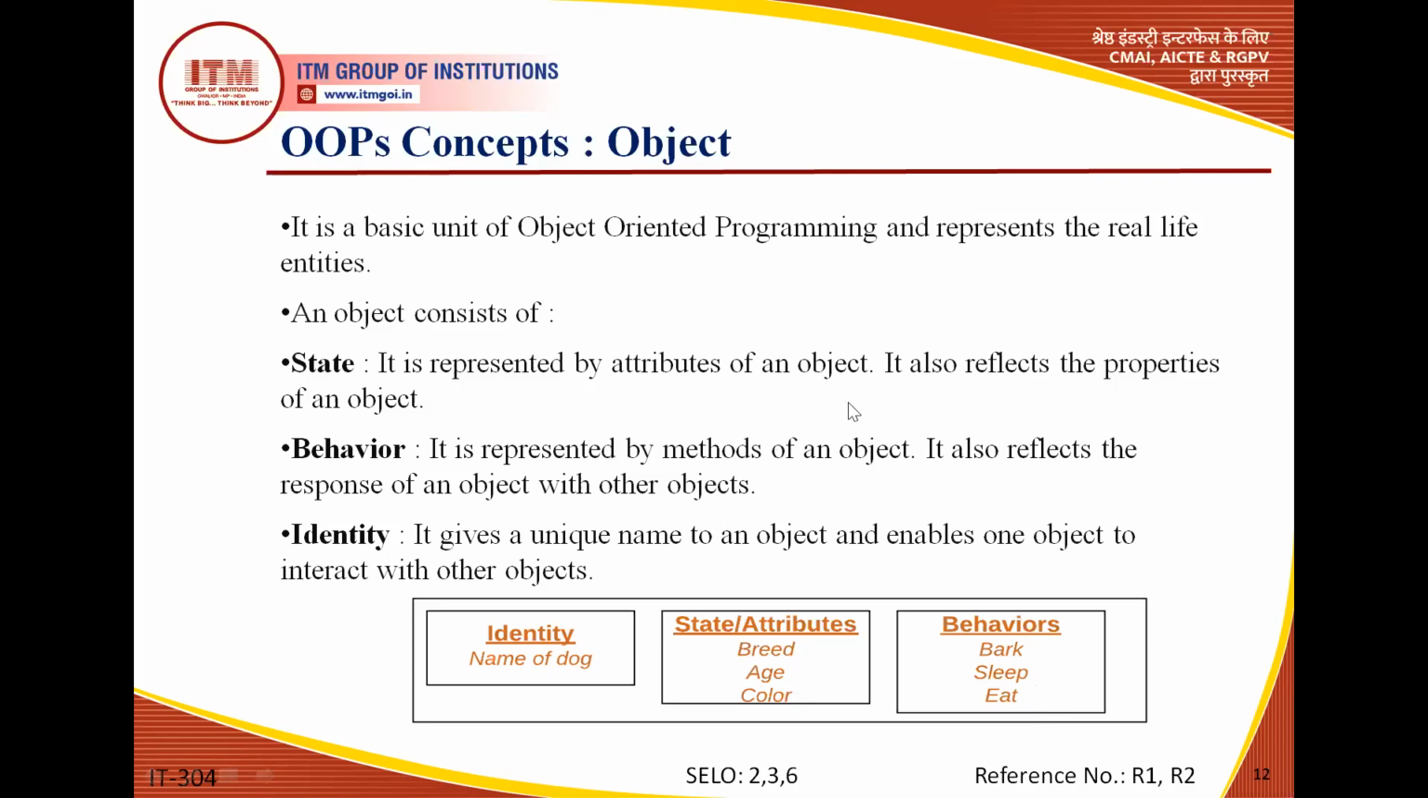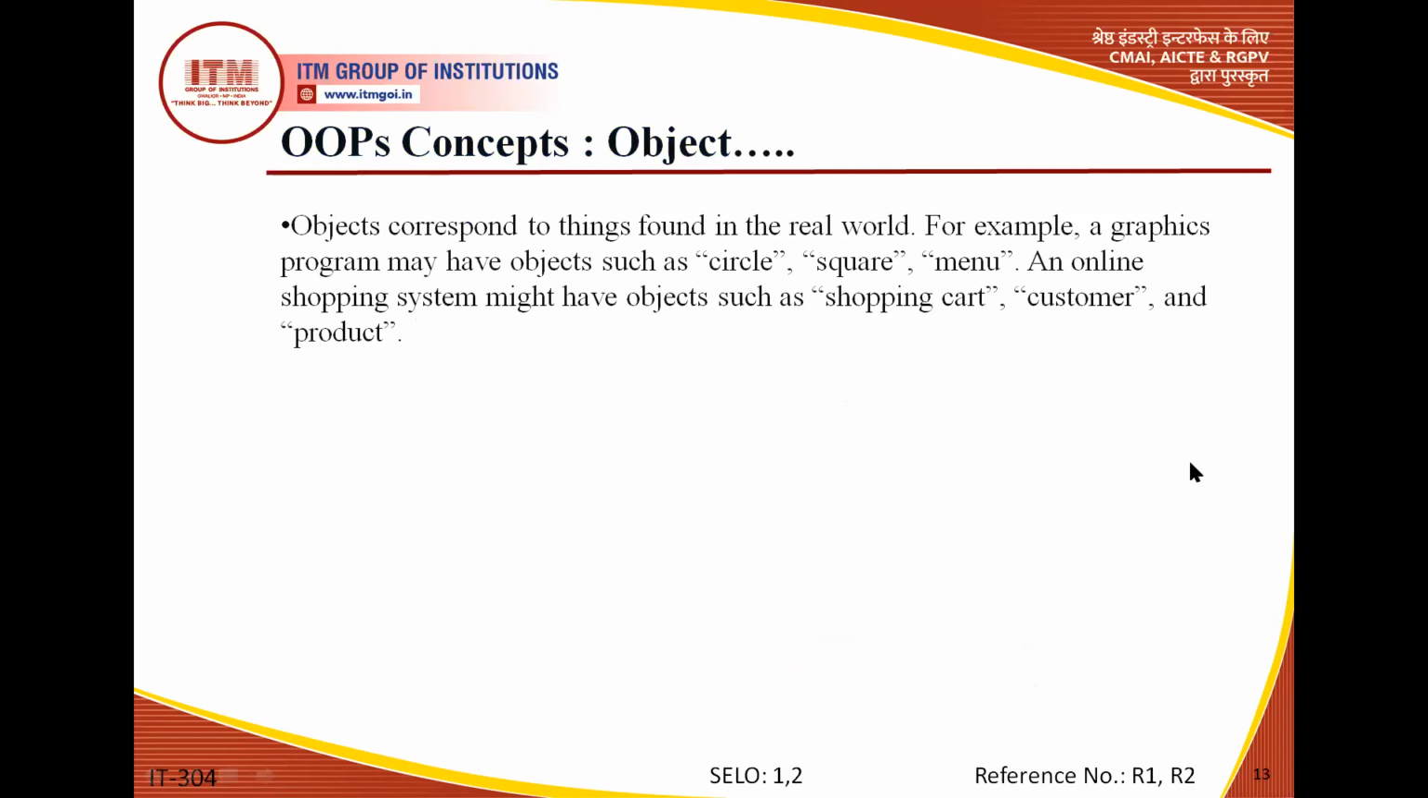Okay, now let us move further. You can also say that an object corresponds to things found in the real world. For example, a graphics program might have objects such as circles and squares, and an online shopping system might have objects like shopping cart, customer, and product.